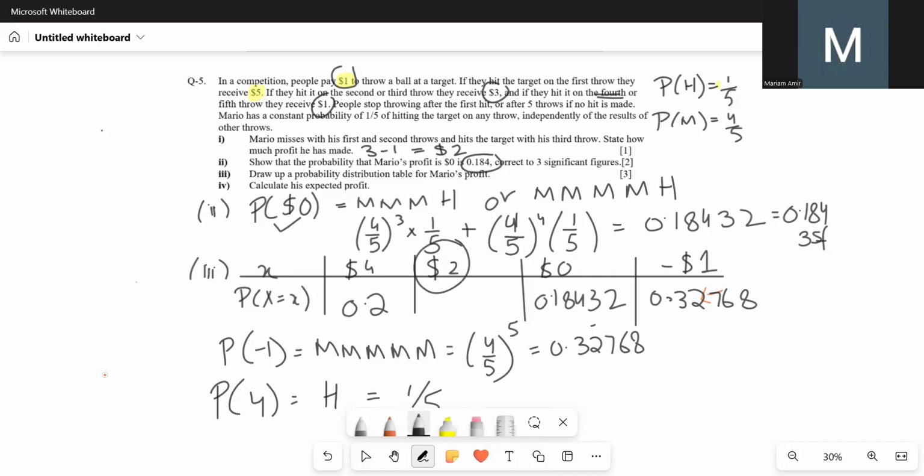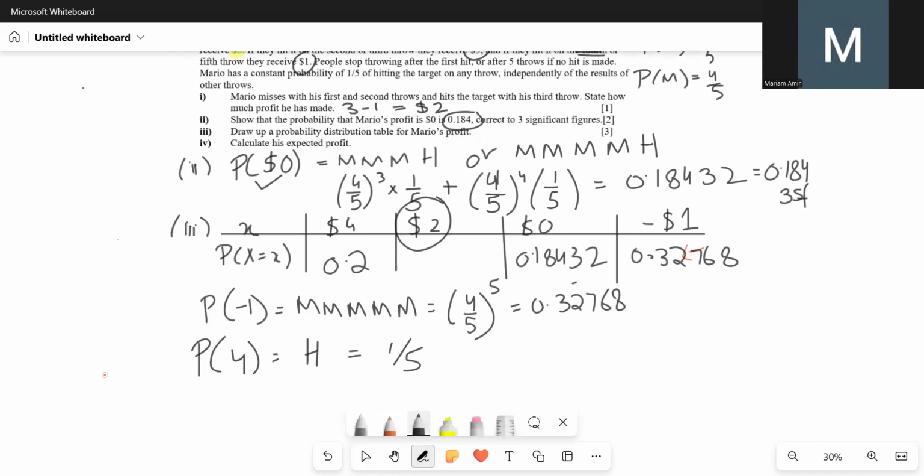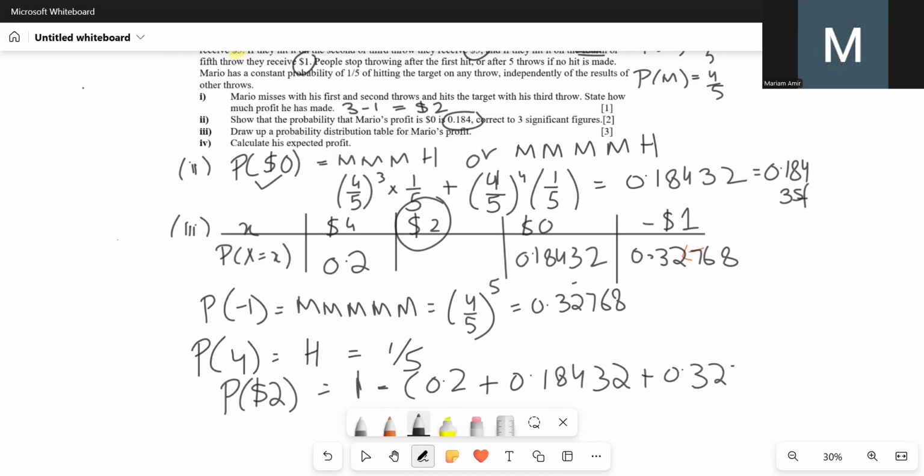Okay. For $2, we could just add the rest and subtract it from 1. So instead of doing the working for $2, I'm going to do 1 minus 0.2 plus the other probabilities, use the long decimal values, don't use the rounded values here. Okay, this would give 0.288. Okay, all right. The probability distribution table is done.